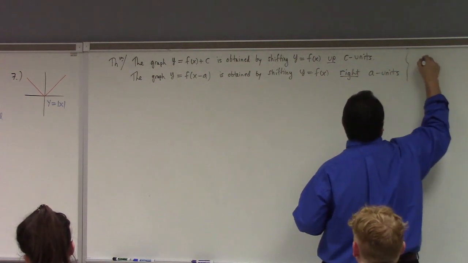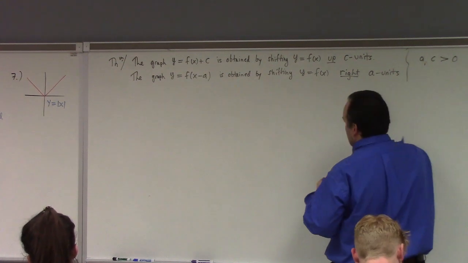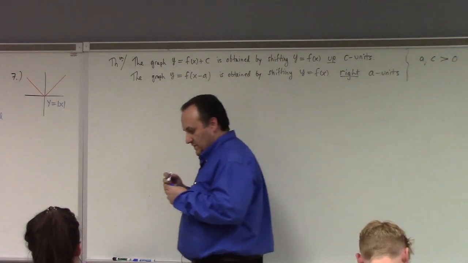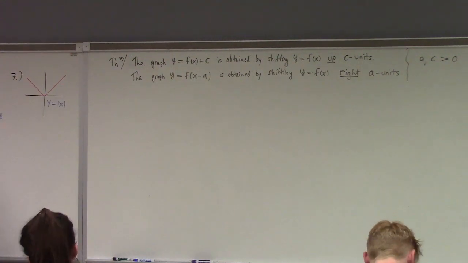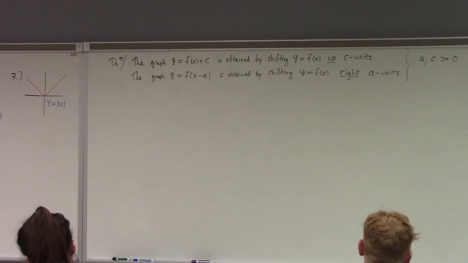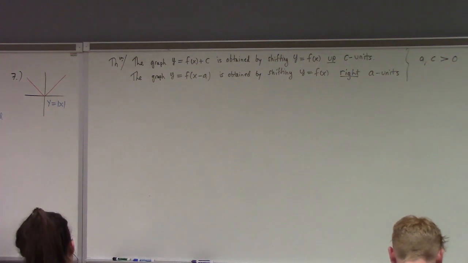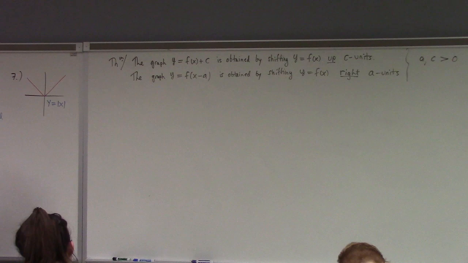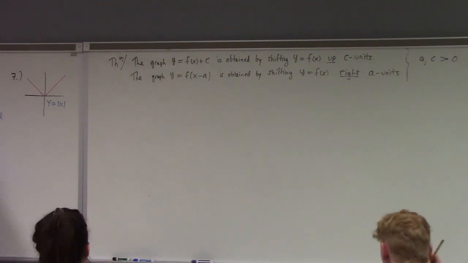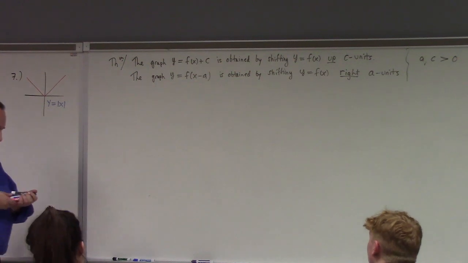So both of these here, I'm assuming that a and c are both positive for the sake of discussion. So this is the graph transformation theorem. All right. And if c was negative, then instead of going up, it would go down, right? And if a was negative, instead of going right, it would go left. Okay? Let me just illustrate with the examples rather than even writing it in the theorem, if that's okay with you guys.